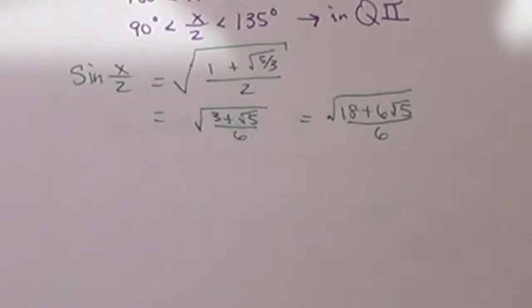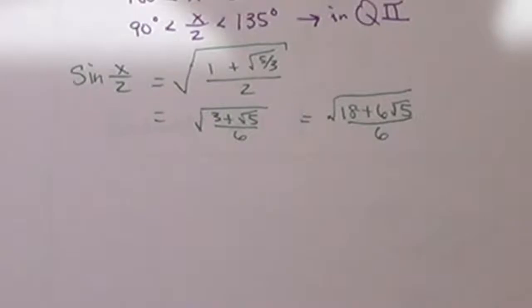And then we need to get rid of the root out of the denominator. So multiply top and bottom by root 6 to get root 18 plus 6 root 5 underneath the square root, all divided by 6. Okay, so there's our simplified expression. For these, you should give exact answers unless you're asked to round to a decimal place.